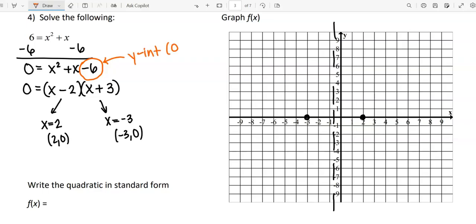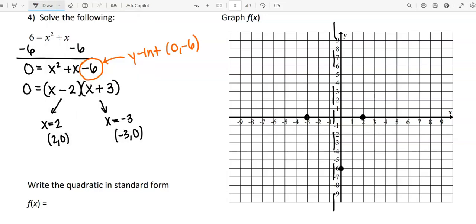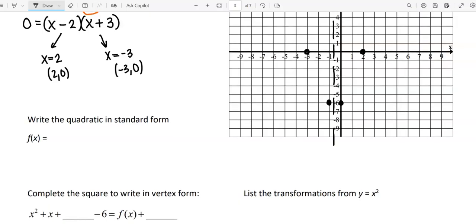Y-intercept is 0, -6. So we can graph that. That'll be nice. 0, -6. And then -1, -6 would be its reflection point. So now we got 4 points. Well, that's nice.